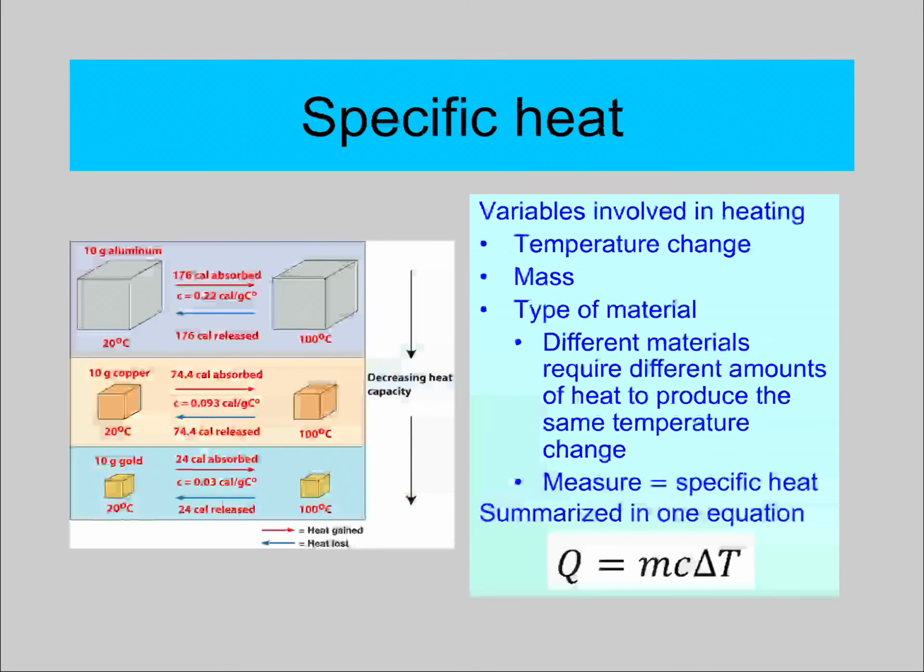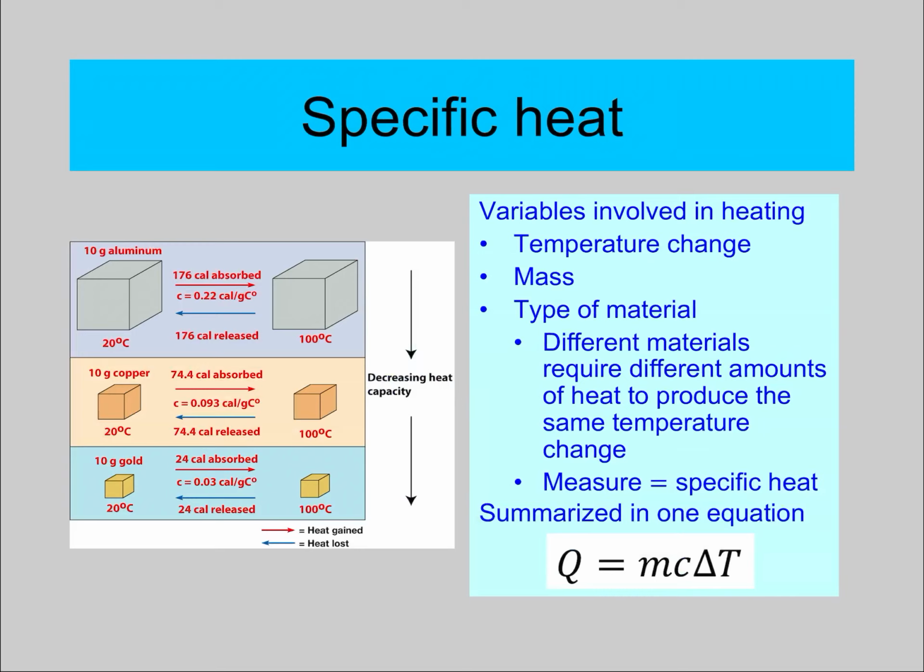So specific heat is a variable. It's how we determine how things heat up differently. Okay, so there are going to be important variables in heating, and at the bottom you see the formula. It's Q, which stands for heat. Sometimes it's capital Q, sometimes it's lowercase q. Mass is m. c is the specific heat constant that we'll talk about, and ΔT is the change in temperature.